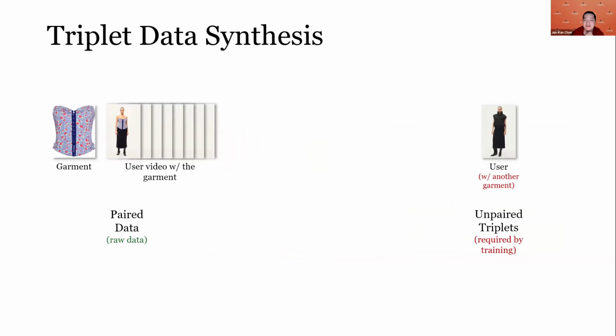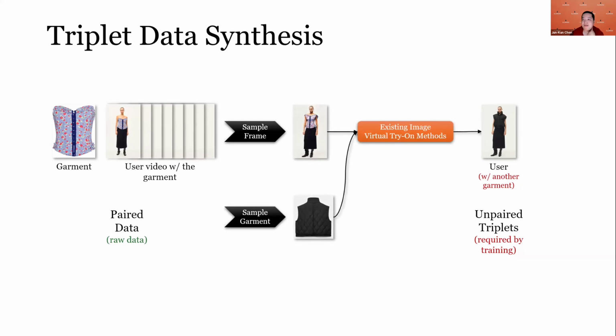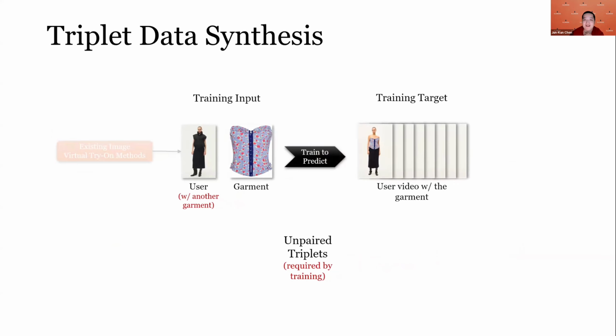Therefore, to generate this missing user image in paired data to make it triplet data, we introduce a straightforward triplet synthesis pipeline using existing image-based virtual try-on methods. We just sample a frame from a video, select another garment from our dataset, and apply an existing try-on model to synthesize this missing user image. Also, we can use it as the true input and target for try-on, removing the need for workarounds like agnostic masks and poses. Even if the generated image has artifacts, it still remains effective because it is the input instead of the training target.